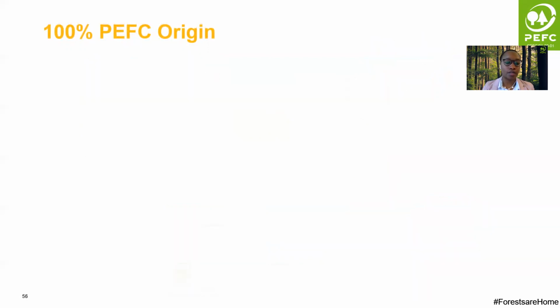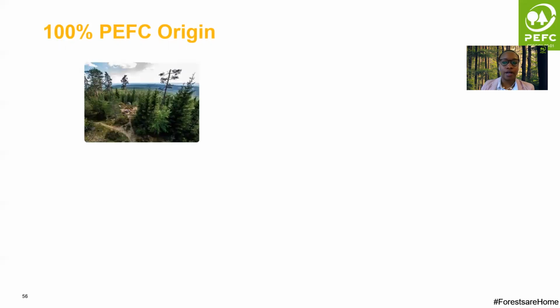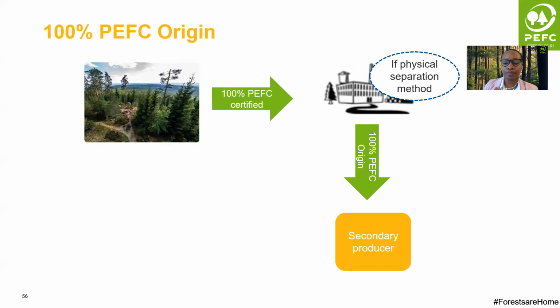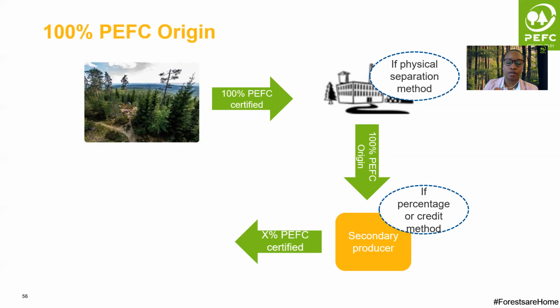Another example, or another case scenario, with the same claim of 100% PEFC origin. Let's say you have a PEFC certified forest owner who chooses to sell the material with a 100% PEFC certified claim to a sawmill again. And at the sawmill, they choose to use the physical separation method. In this case, they can pass on the claim as 100% PEFC origin to a secondary producer who uses the material and then applies the percentage or the credit method. In the end, the producer can use X percent PEFC certified. And if the material is 70% and above PEFC certified, they can use the logo.